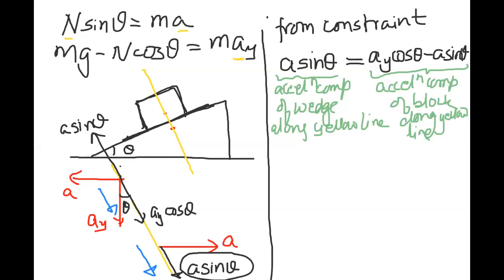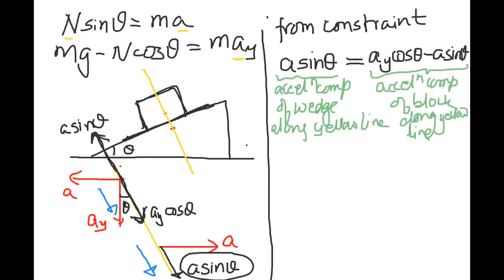Now, the acceleration component of the block along the yellow line is composed of two vectors, ay cosine theta pointing down and a sine theta pointing up. But since the acceleration of the wedge is down along the lower blue arrow, or take the black arrow, therefore the acceleration of the block must also be considered to be in the same direction, and therefore I can say that ay cos theta will be greater than a sine theta.